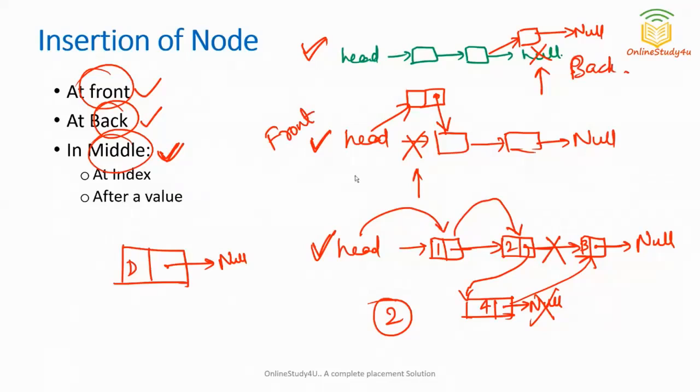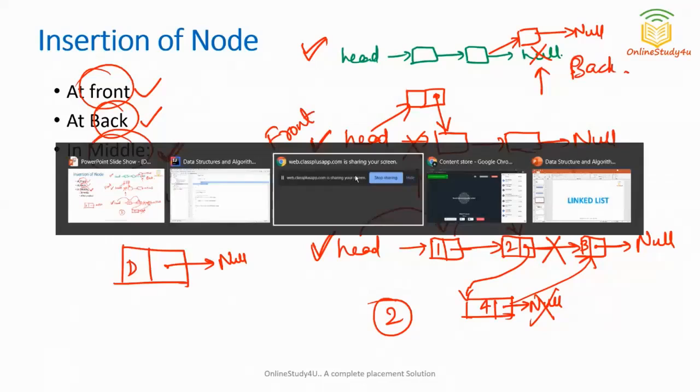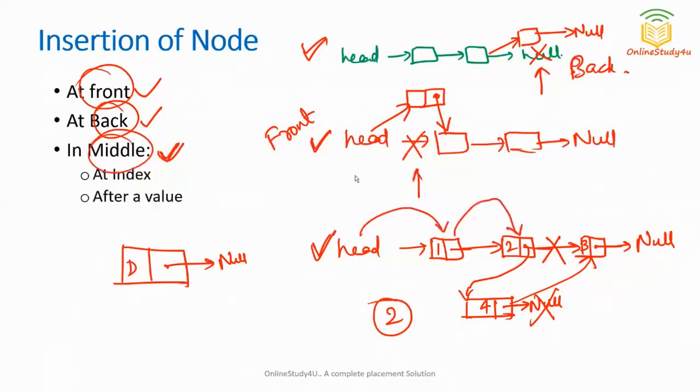Now what can I do? Let me first explain, then I will code that. So first, this is the new node. Its name is new node. Now suppose we have a head, then we have a linked list, then we have null. Now we want to insert it here.